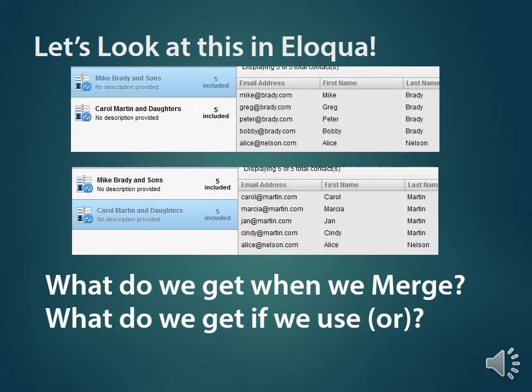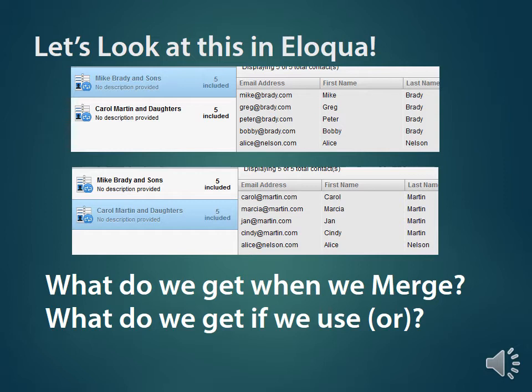Now, another word that you'll use in this, if you're building your group using filters, the word for merge in filters is the word or. So or and merge are synonymous, but not in the same place, all right? So what do we get?